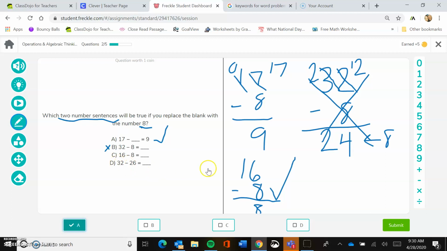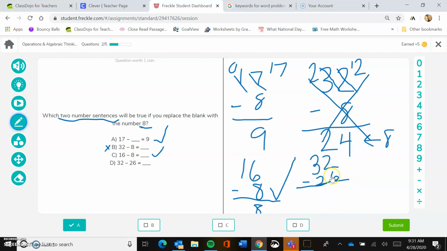And then I should try this last one just to be sure. This one works out, just to make sure I didn't make a mistake somewhere. 32 minus 26 should be 8 down here. But let's check it just to be sure. I'm going to erase my 8 for now, and I'm going to work it out.